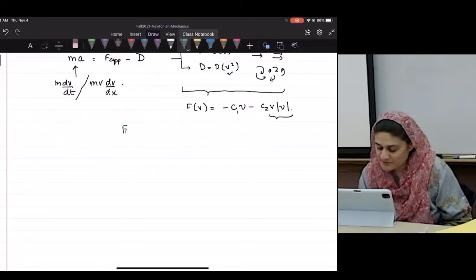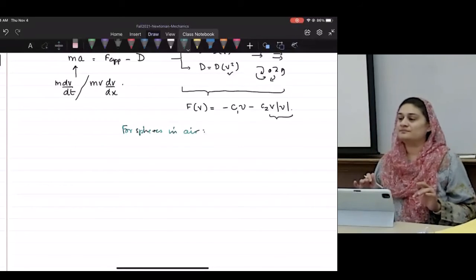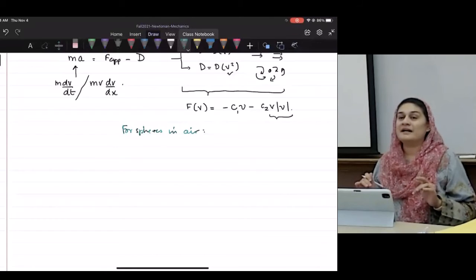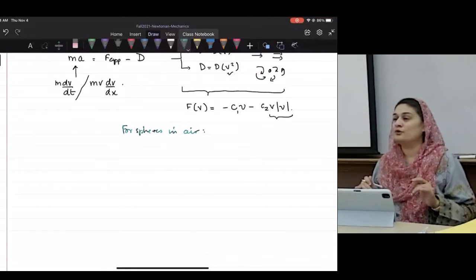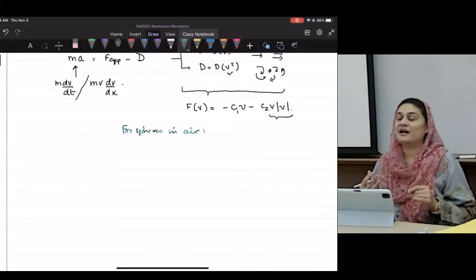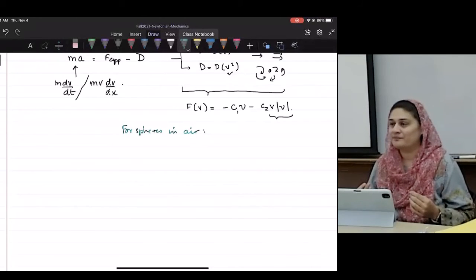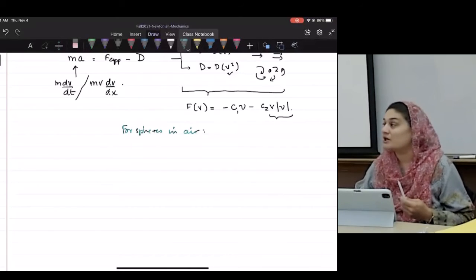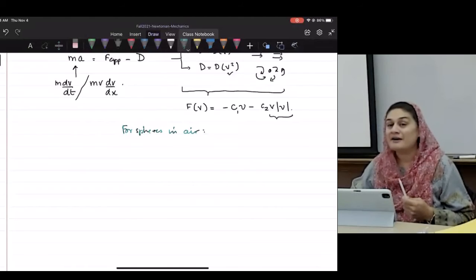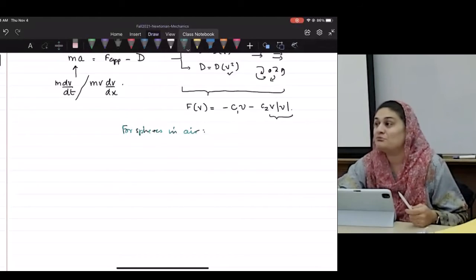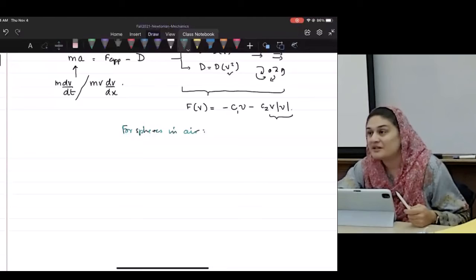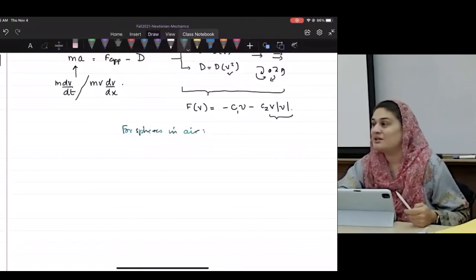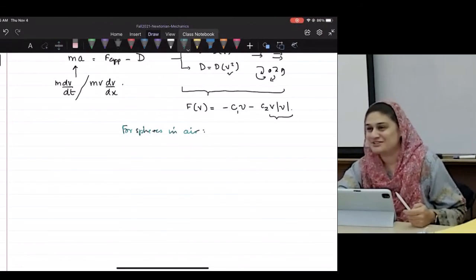So for spheres in air. Now, again, this is very interesting to note. There is not one value I can give you for friction. There is not one value of mu I can come up with. Why? Because mu depends on the two surfaces that are in contact. So that means for every two surfaces that are in contact, mu will change. The same thing with drag. Every single object will have a different value for c1 and c2.